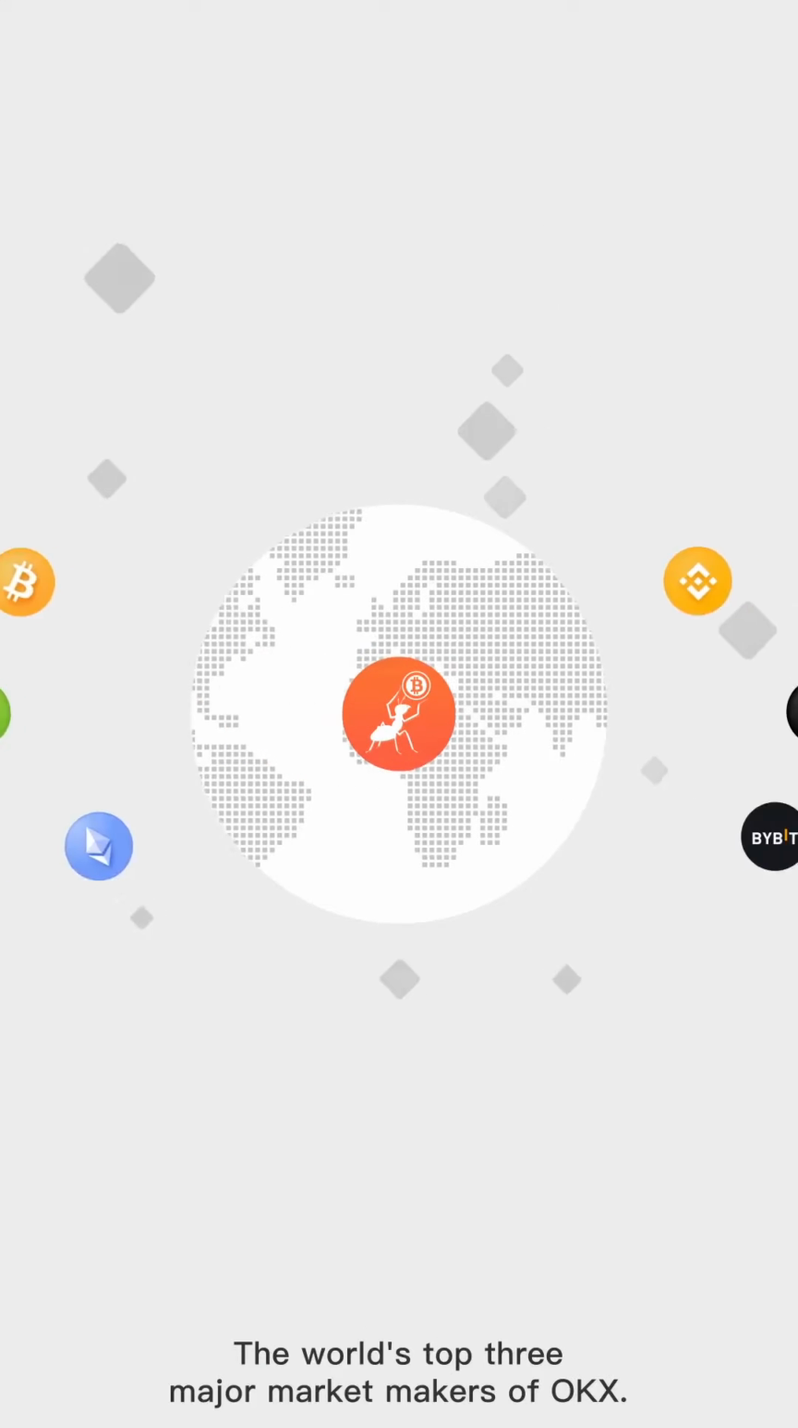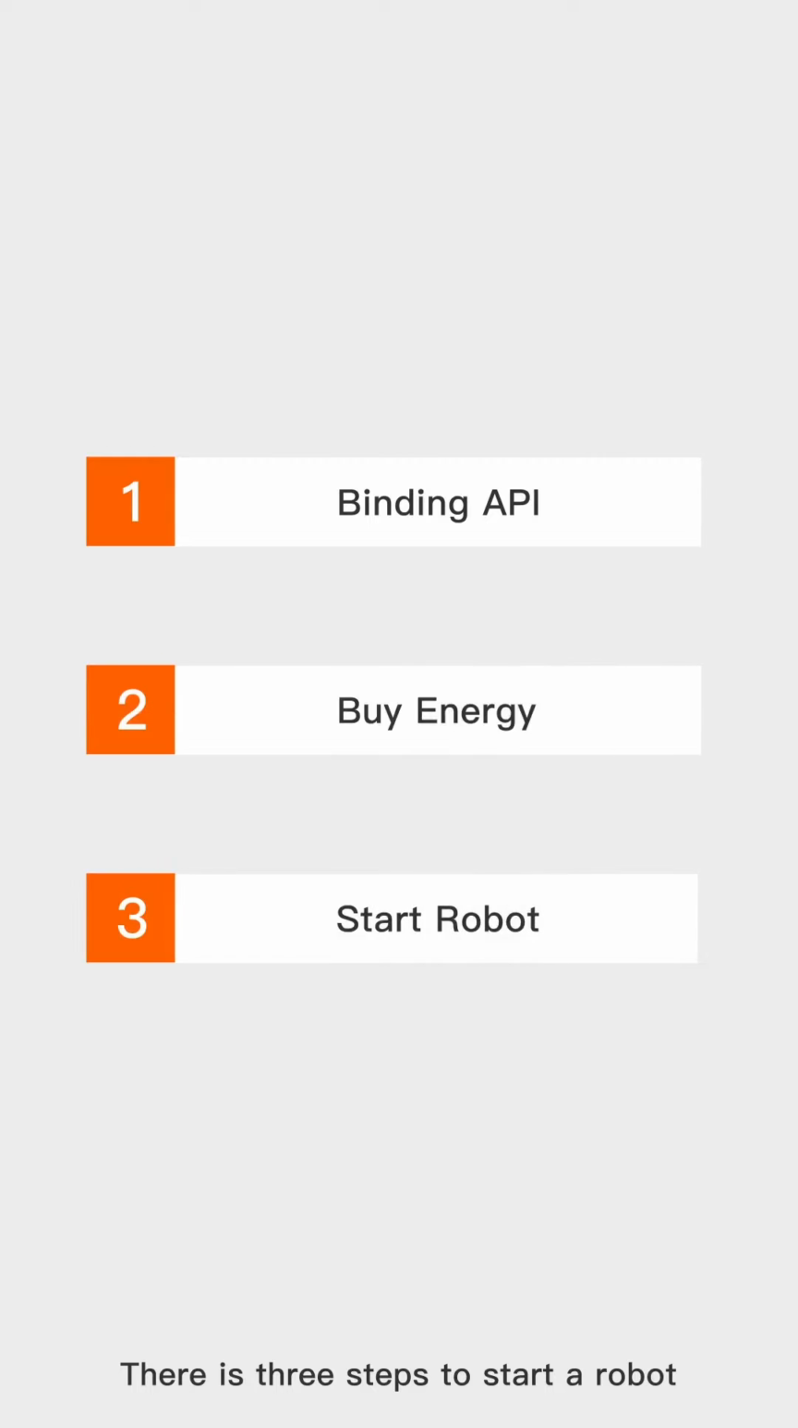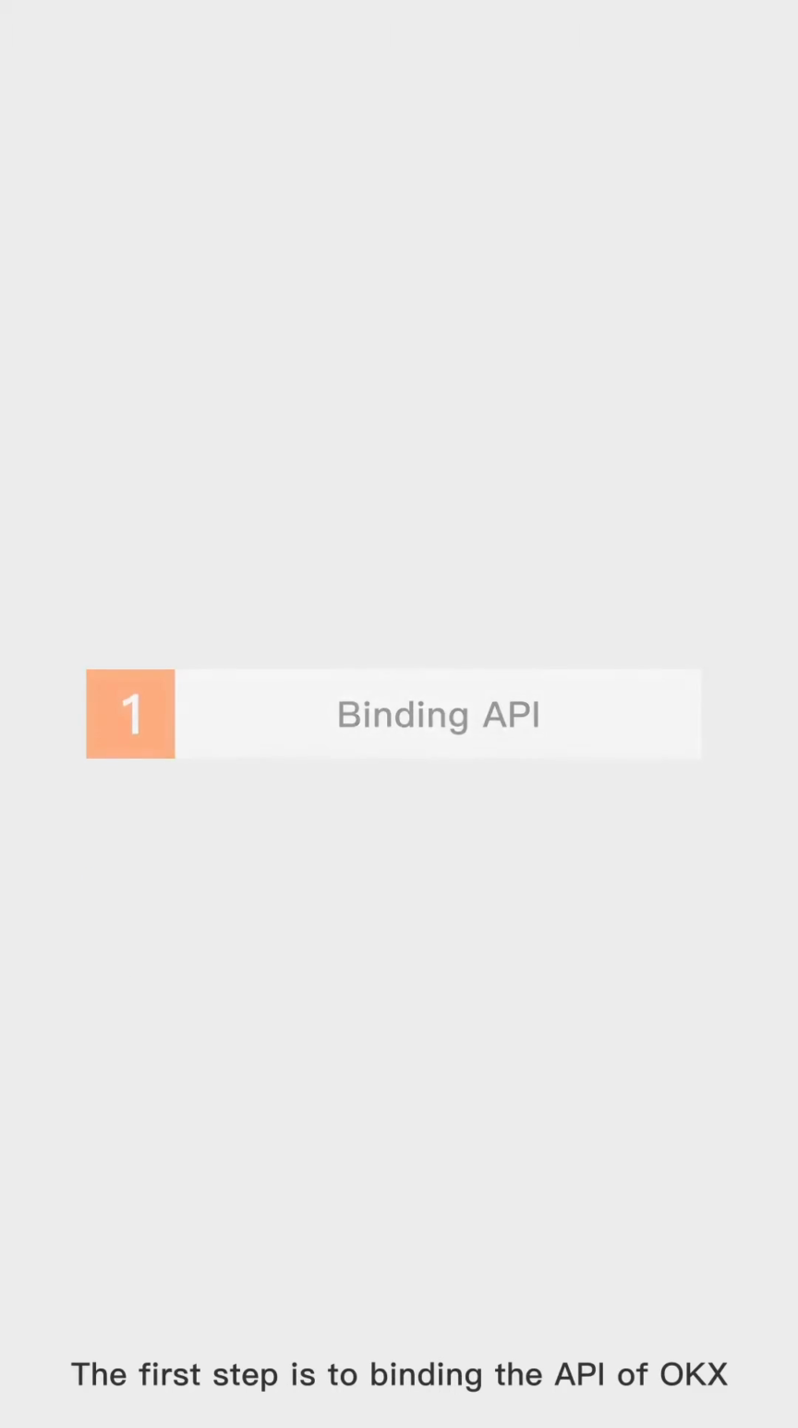Welcome to Antbot, the world's top 3 major market makers of OKX. There are 3 steps to start a robot. The first step is to bind the API of OKX.